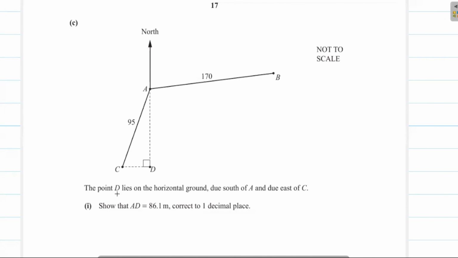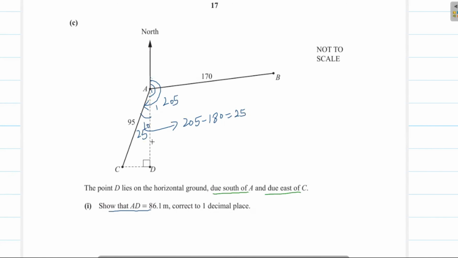Now the part C, the point D lies on horizontal ground due south of A and due east of C. Show that AD equal to 86.1 meter. Now you see here the bearing of C from A is 205. Now this AD is the south and this line from north and the AD line is the south. Therefore, this total angle is 180. Now we subtract 205 minus 180. We get the angle CAD and this is the 25 degree angle.